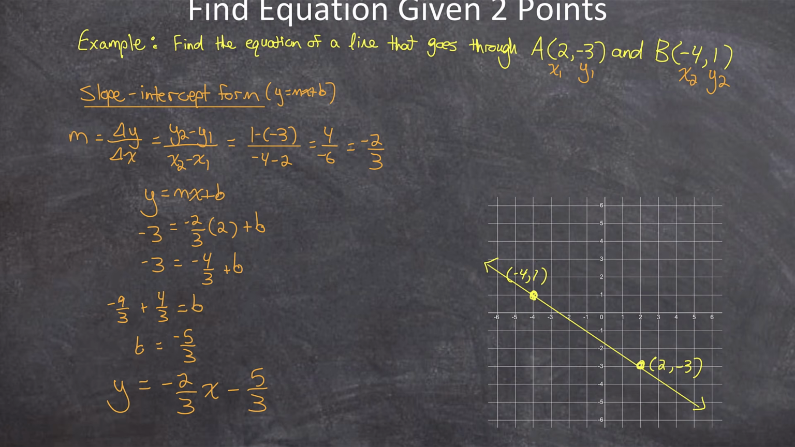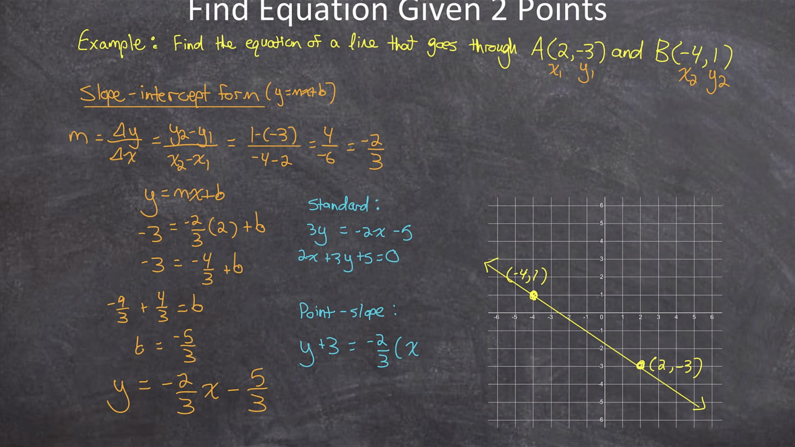Don't forget, we could also write the other two versions of the equation. We could write the standard form or the point slope version. I'll show you those quickly. Standard form, I would multiply this whole equation by 3 to get rid of the fractions, giving me 3y equals negative 2x minus 5. I would get everything to one side, making it 2x plus 3y plus 5 equals 0. That would be the standard form equation. The point slope equation, I would use 2, negative 3 as my a and my b values, which would give me y plus 3 equals my slope, negative 2/3, times x minus 2.